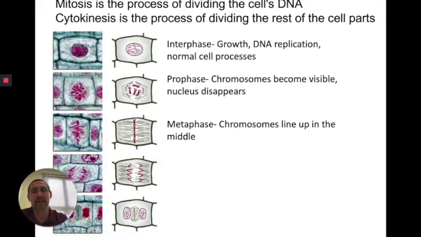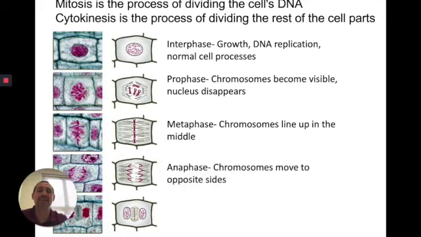Metaphase, the chromosomes line up in the middle. Anaphase, they begin to move away. So I remember metaphase, middle, anaphase, away. The chromosomes move to opposite sides or poles. Telophase, I remember 2. So metaphase, middle, anaphase, away, telophase 2. In this case, 2 new nuclei form. Nuclei is just the plural for nucleus.